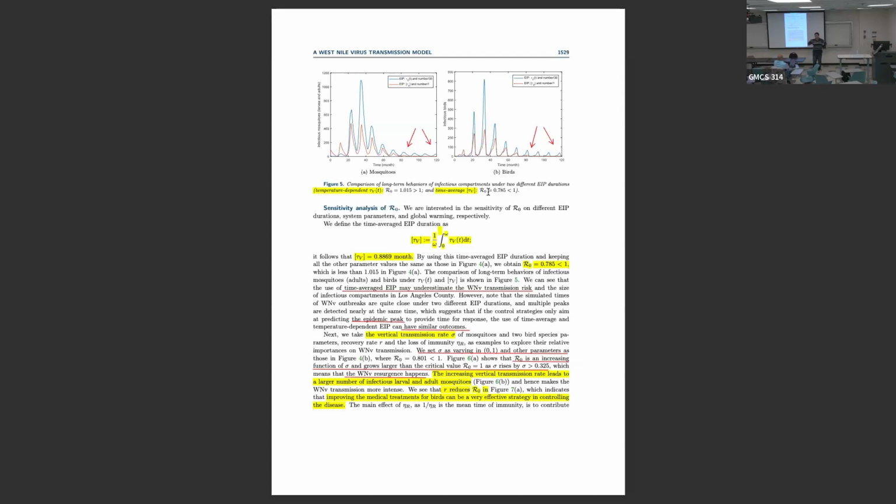If we use the constant incubation, we may underestimate the risk. Okay, constant incubation, you mean not varying with temperature? Yeah, right. In our case we assume it depends on temperature. But in some models, it depends on time, right? Yeah. And this depends on temperature.